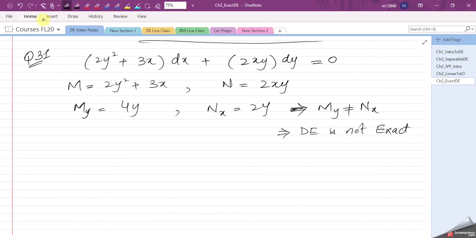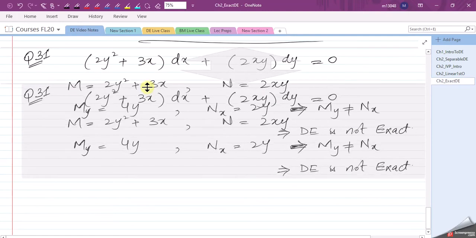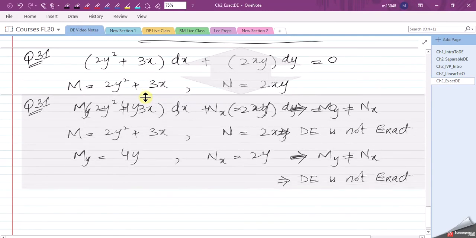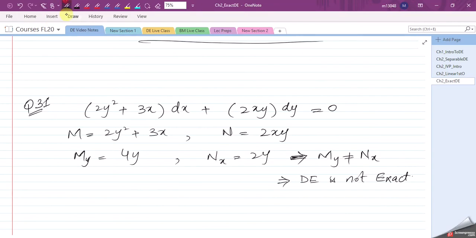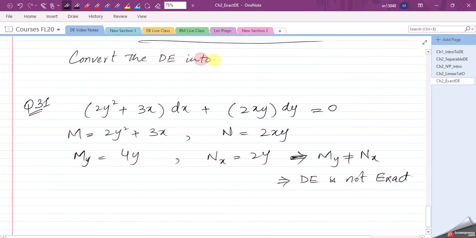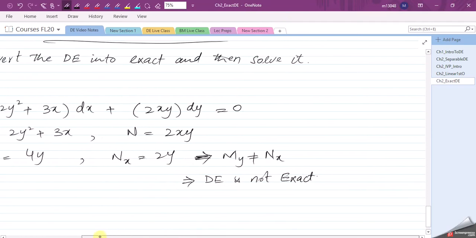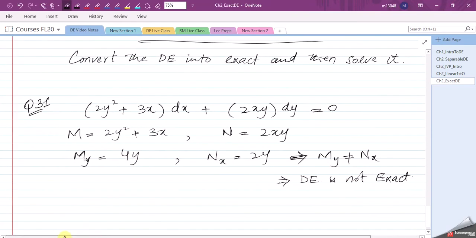Now let's write the question actually. We must see the question before we convert the differential equation into exact and then solve it. Sometimes the question might give you a hint, sometimes it will not, okay?